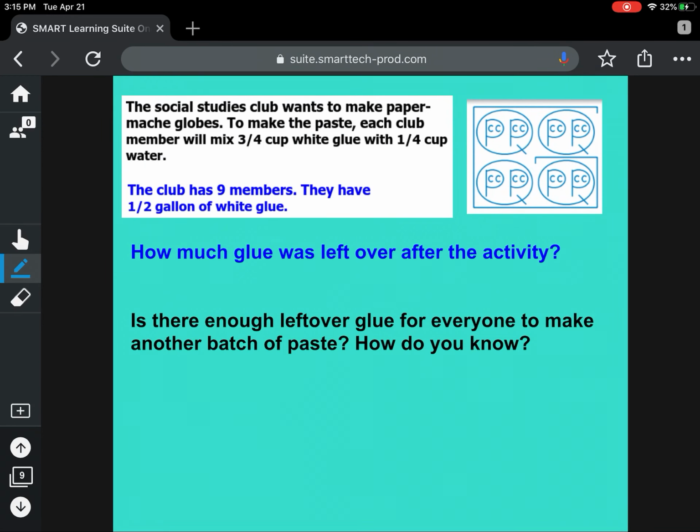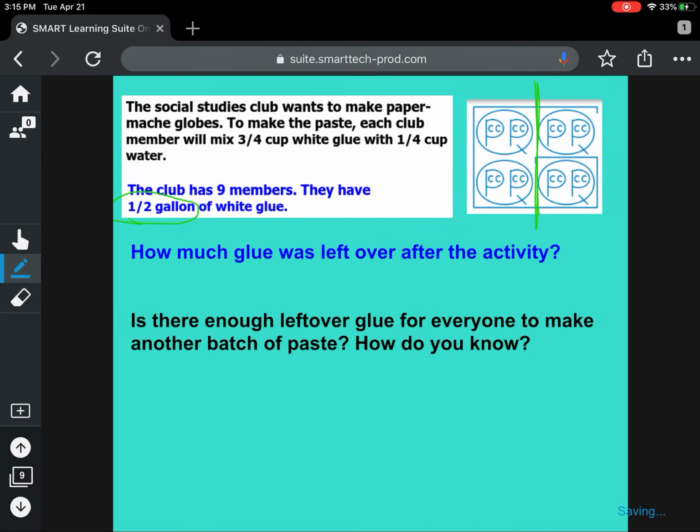Now let's extend that problem and find out how much glue's left over after everybody makes their globe. Well, we said that they started with a half gallon of glue, and they need a total of 6 3/4 cups of glue. So how are we going to figure out how much is left over when one is in gallon units and the other one is in cups? We're going to do the same thing like we did when finding out how much water was left over. We're going to change both to cups as the unit.